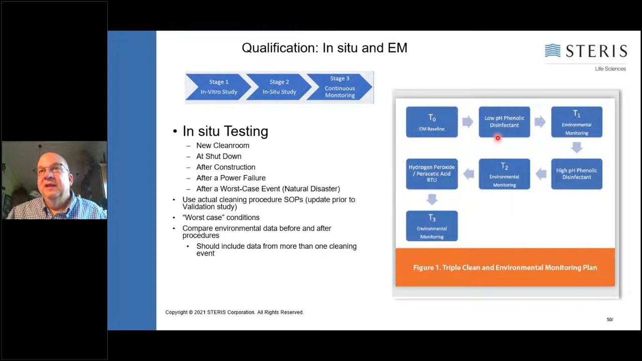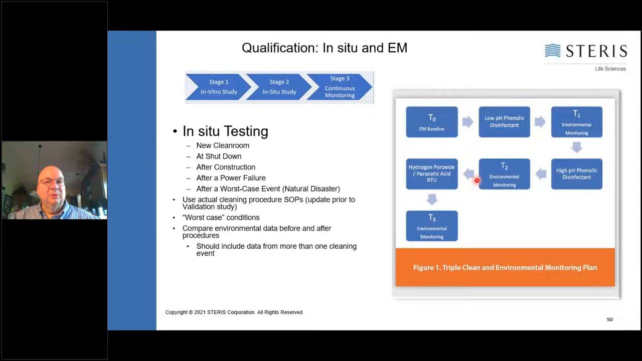Then, for example, you can bring in a low pH phenolic and clean that clean room area. Then you take a T1 data reading with active air sampling, settle plates, swabbing, and RODAC plates, and you want to show what the bioburden is in that area. Then you would apply, for example, the high pH phenolic next. So let's say you have a high pH phenolic, you would apply it with mops and wipers in the clean room. Then you take a T2 time point and take a look at that environmental monitoring data in the clean room. And you want to show a reduction in that bioburden.